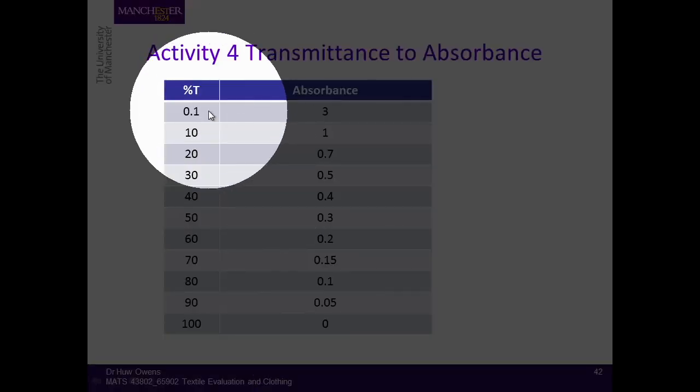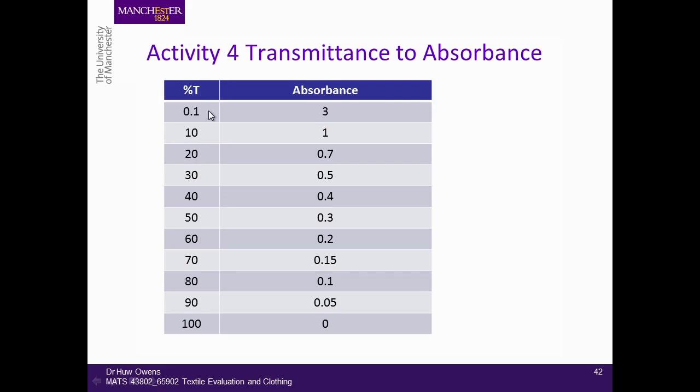If I use 0 up here, I'm going to get an error on my calculator. It doesn't make sense. So I've used 0.1% of the light has been transmitted, and that gives me an absorbance value of 3.